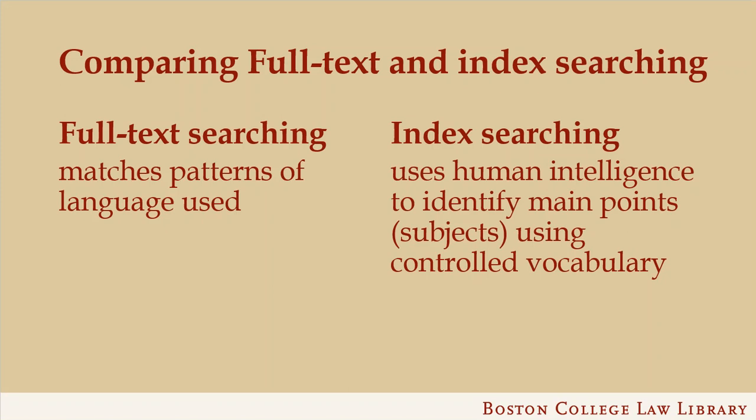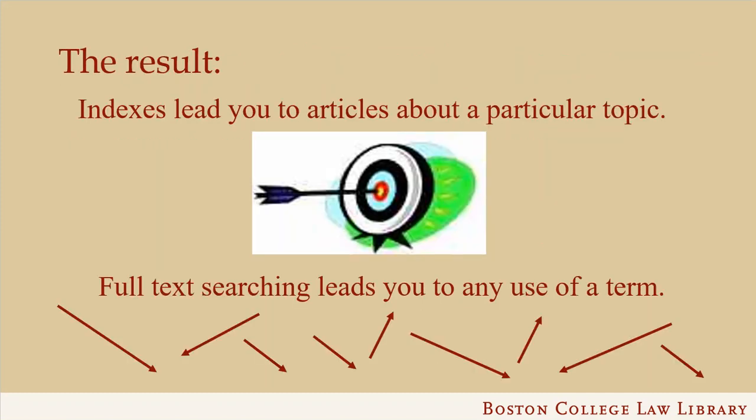With full-text searching, you are trying to predict patterns of language used in the documents themselves. With index searching, a human being has looked at the document and tried to describe the main points, subjects, according to a controlled vocabulary called subject headings, so that all documents on the same subject are listed under the same subject heading. The result is that indexes will lead you to articles all about a particular topic as selected by a person who looked at the documents and understands the content.